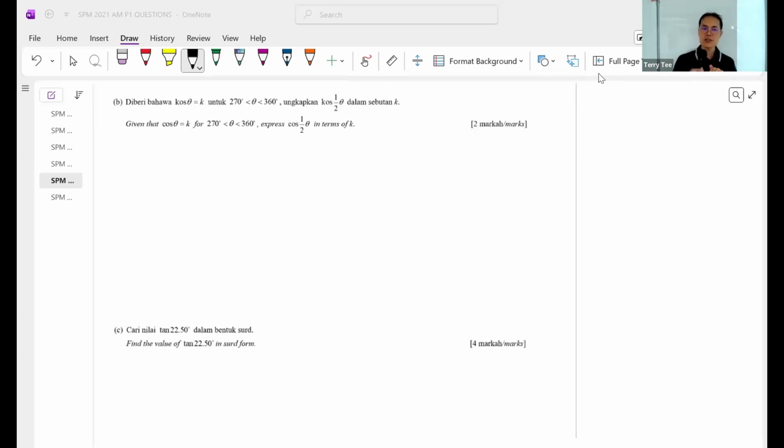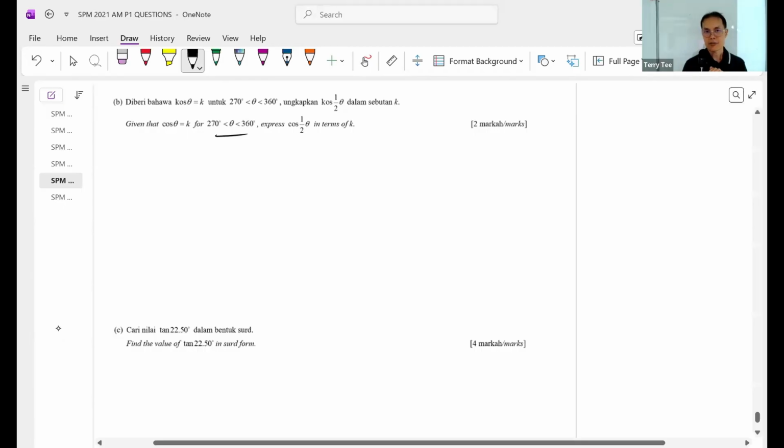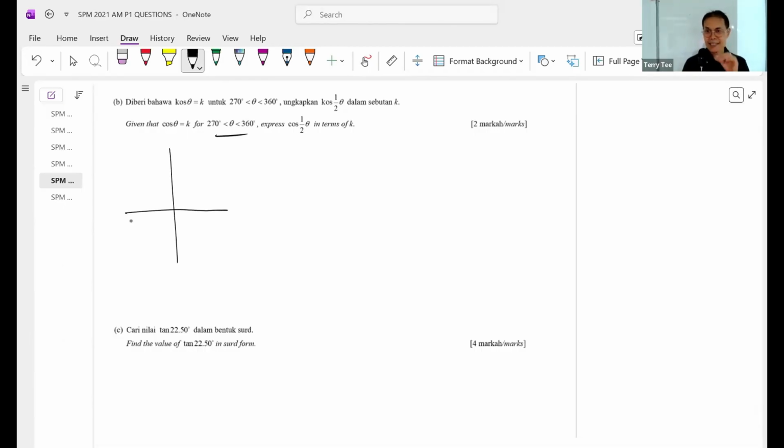Okay, 15b. Cos theta is now k, and theta is between 270 and 360. So first of all, let's draw a triangle here, because this is between 270 and 360. 270 is here, 360 here. If you go anticlockwise, 90, 180. So where's 270? Here. So you draw a triangle like this. This is your general angle, theta. This is called the reference angle, alpha.